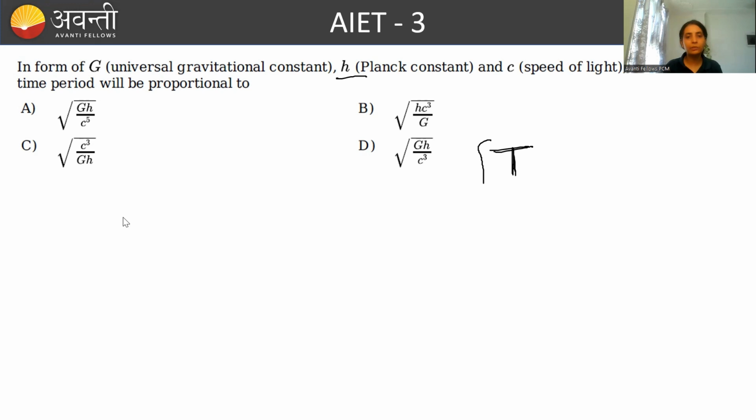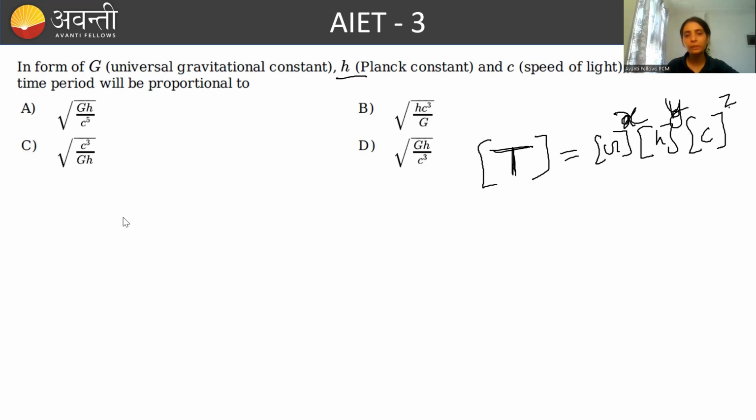So you write the dimension of time period, and that is this. And we are expressing it in the form of G, h, c, but again that should have a dimension equal to that of time period. So here let me write G to the power a, taking the dimension of G, okay? That is, T is expressed as G to the power a, h to the power b, and c to the power, sorry, let's take these as x, y, z. Sorry. So now what we need to do is write the dimension of G, dimension of h, dimension of c.